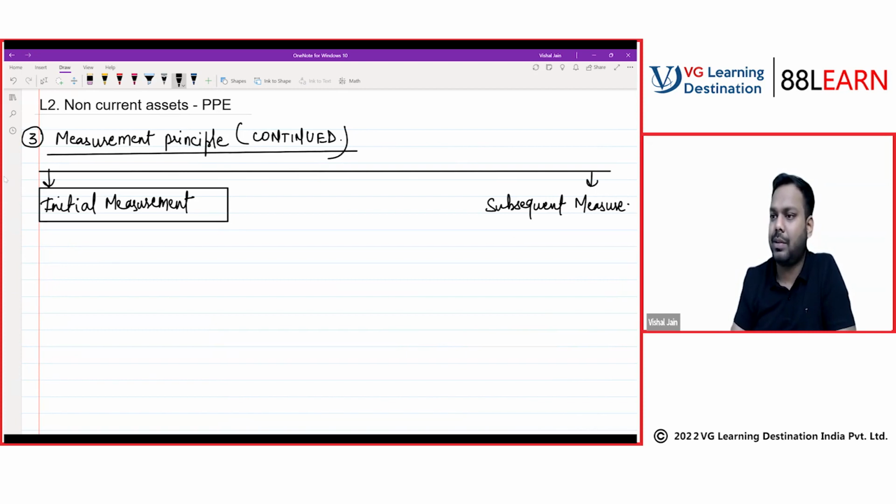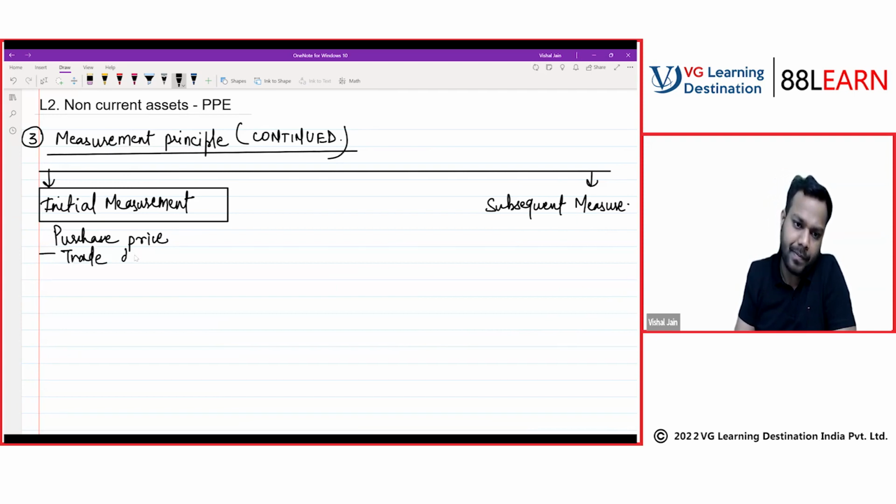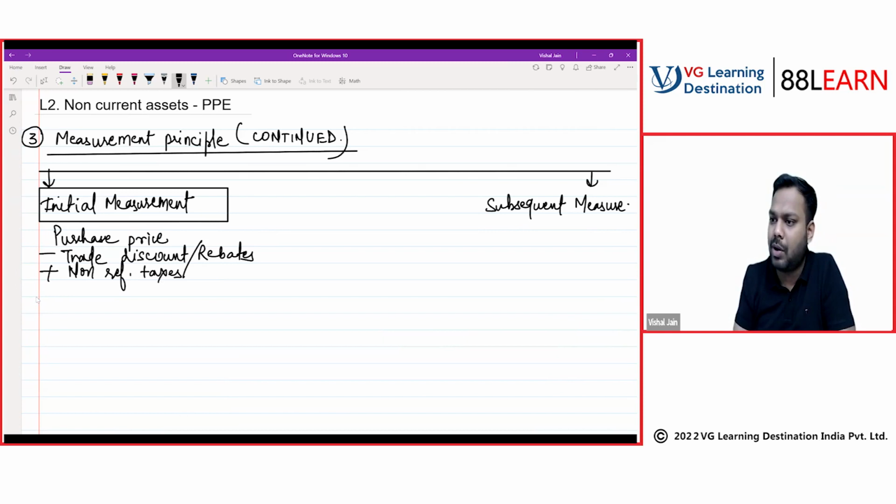Why is everyone silent? It is at purchase price. Purchase price minus any trade discount or rebate. Right? Plus any non-refundable taxes. Non-attributable cost, Uday.